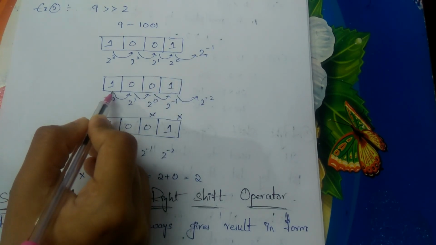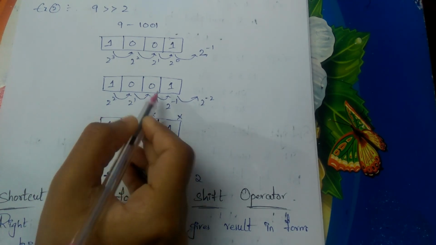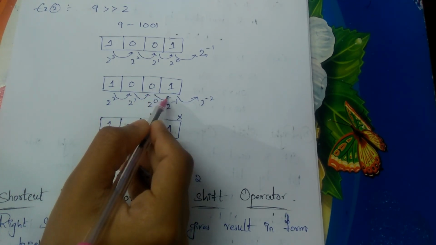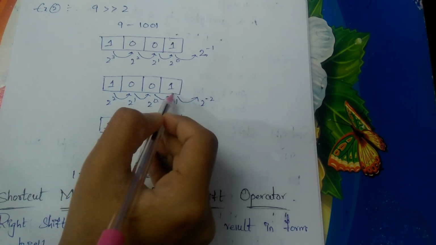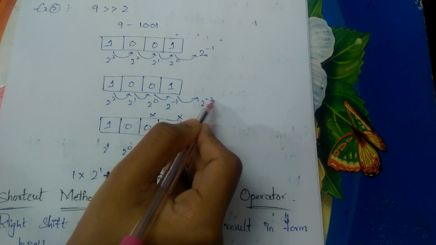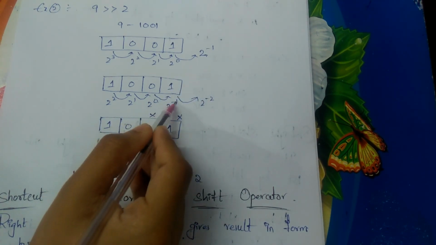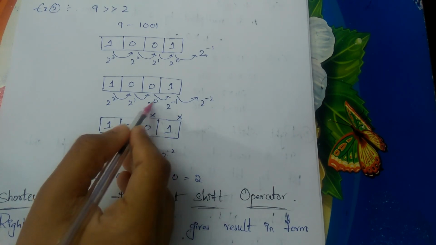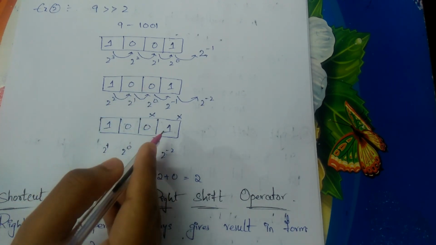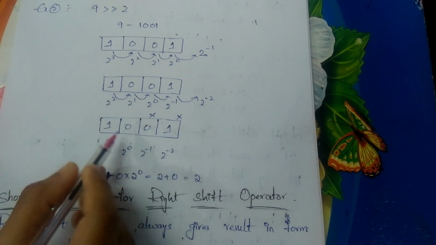Now again shift this 1 to the right side, 0 to the right side to the place of 2 power 0, and 0 to the 2 power minus 1 place and 1 to the 2 power minus 2 place. Now at 2 power minus 2 a 1 bit is there, and at 2 power minus 1 a 0 bit is there, and at 2 power 0 a 1 bit is there, a 0 bit is there at 2 power 1, and a 1 bit is there at 2 power 2.